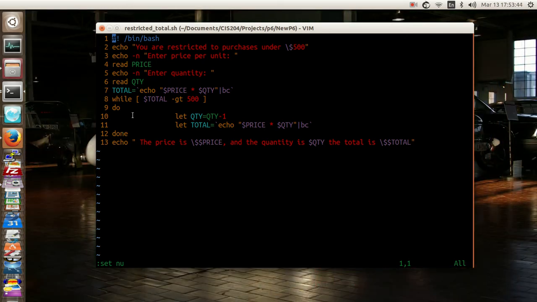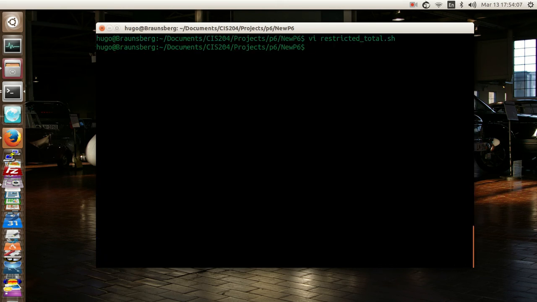Once it's done getting the total below $500, it echoes the price is, there's the escape in front of the $, and the price, and the quantity is whatever the quantity has been set to at the last go round. The total is, and it will be $500 or less. So let's quit out of that and see what this shell actually does.